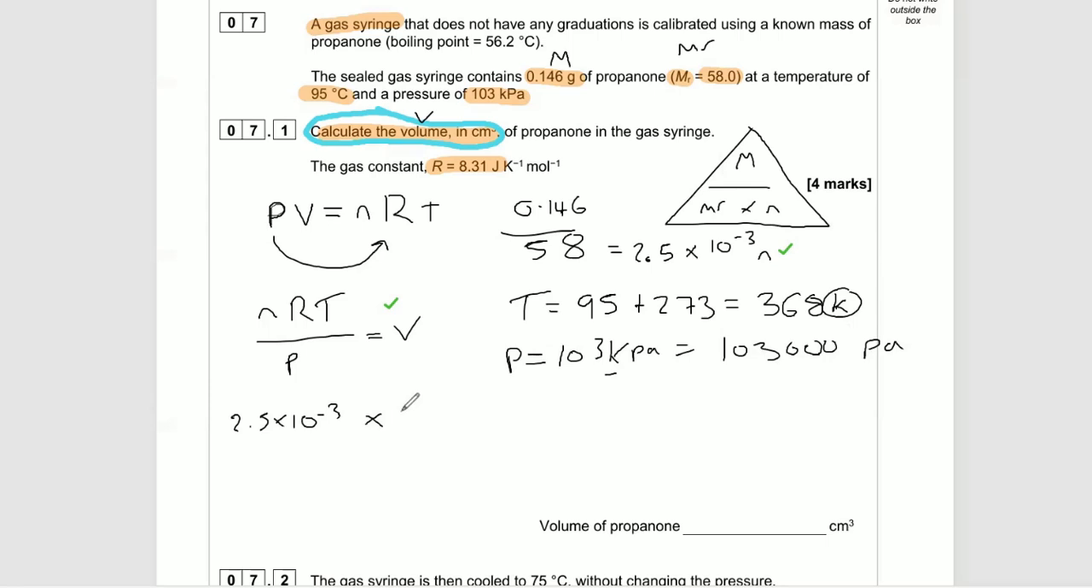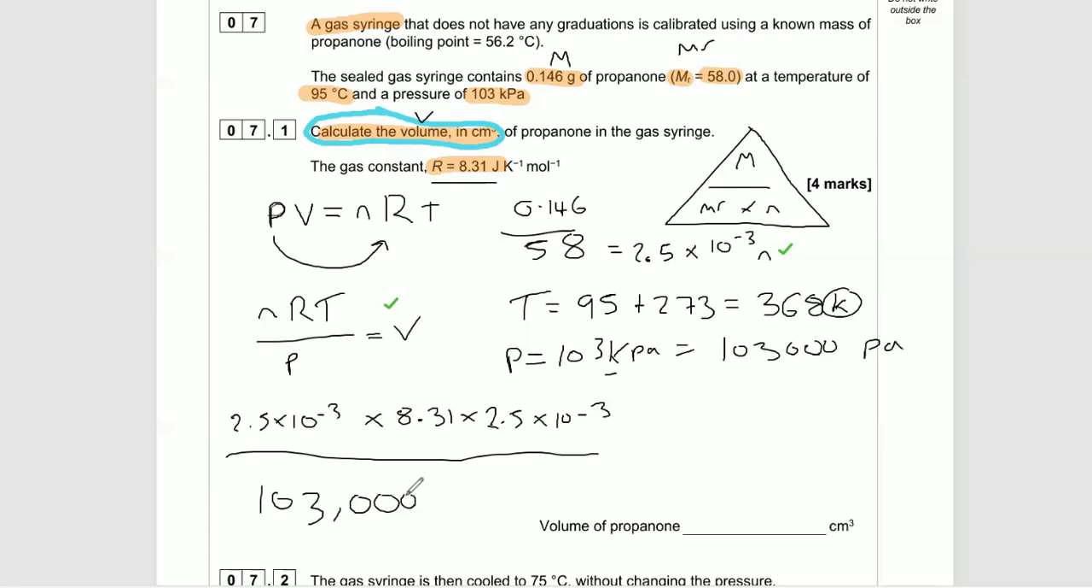Okay, so now let's plug all the figures in. So we want 2.5 times 10 to the minus 3 or whatever it is in your scientific calculator, times 8.31 times 368. Oops, I typed the wrong thing there. Let me just change that. So that should be 368, not 2.5 times 10 to the minus 3. I'll just go back and change that. We're going to divide that by the pressure of 103,000. And remember, that's going to give us our volume in metres cubed, okay?